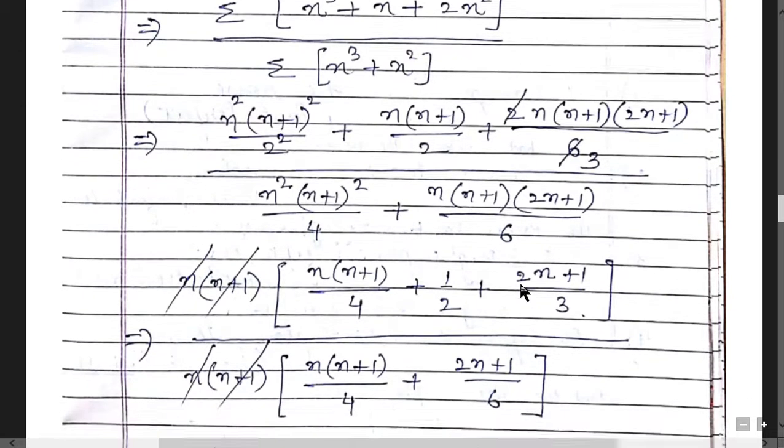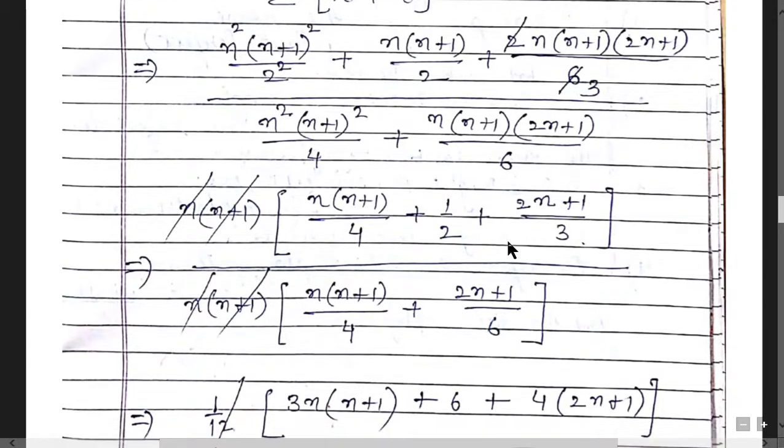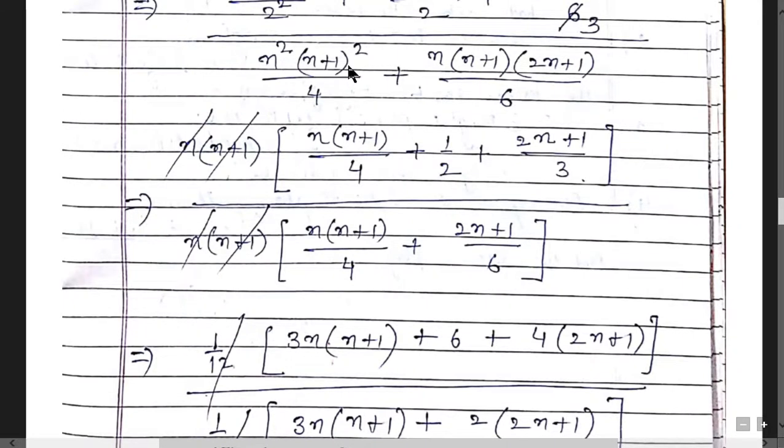Now some of the terms are common. I think n into n plus 1 is common. And inside you can write n into n plus 1 over 4, then 1 over 2. And here, it's 2n plus 1 divided by 3. And in the denominator, when n into n plus 1 is common, it's n into n plus 1 over 4, and here 2n plus 1 over 6.